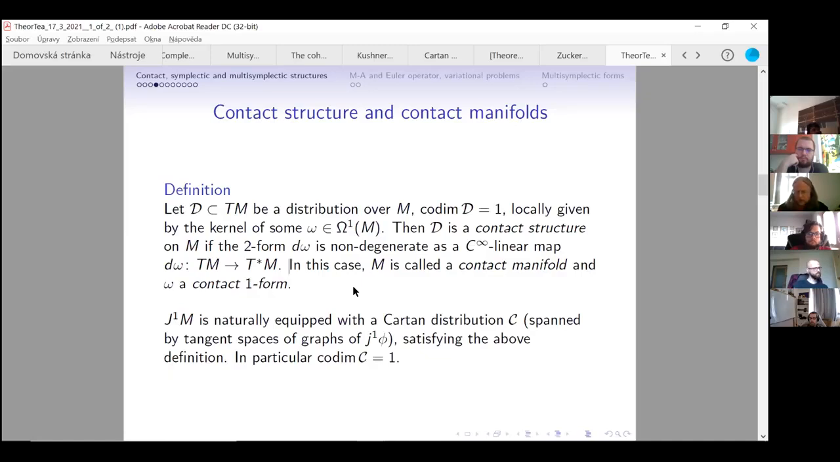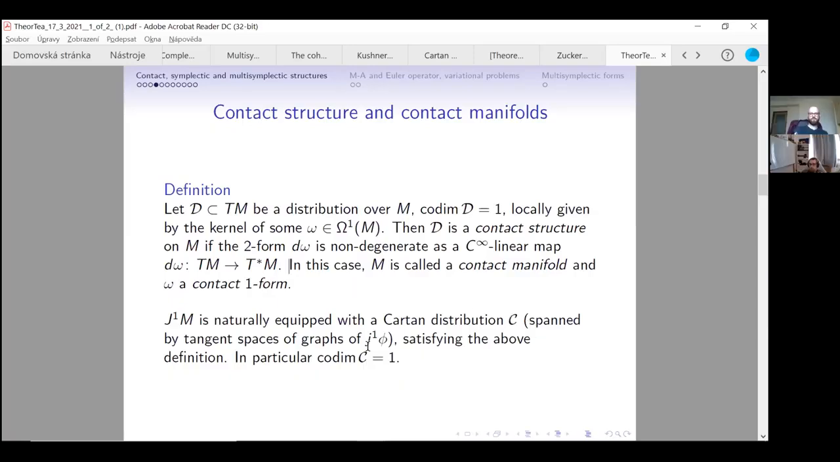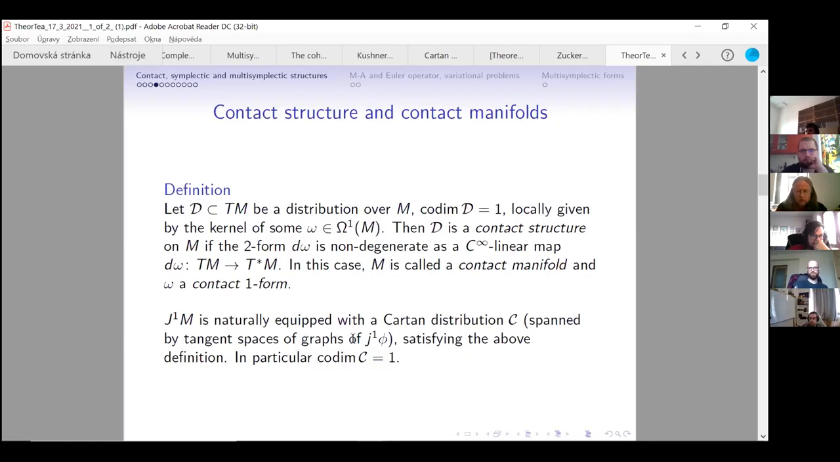What's the difference between a Cartan distribution and a distribution? Well, a Cartan distribution is a specific distribution, right? In the same sense as a contact distribution is a specific distribution. Okay, so what's the definition of a Cartan distribution? A Cartan distribution is something which is spanned by tangent spaces of graphs of all possible sections of J1 phi. But maybe a better way of seeing what the Cartan distribution is, is by the description of the form that describes the distribution. Yeah, because this will be, I think, much more familiar.